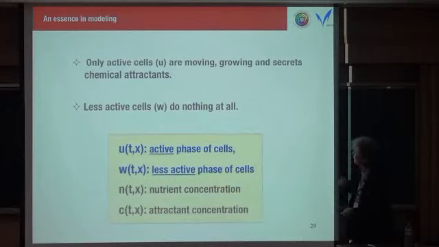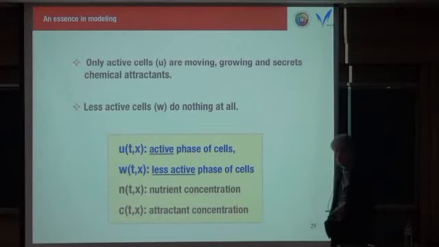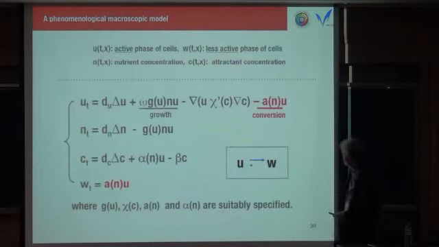Okay. So also, only active cells, say U, are moving, growing, and secreting chemical attractant. On the other hand, less active cells, W, do nothing at all, just convert. And then we introduce 4 variables, U, W. This is probably the same as before. And N is nutrients, the same. And C is attractant, okay? This is a new one. Okay? And then the equation is the following.